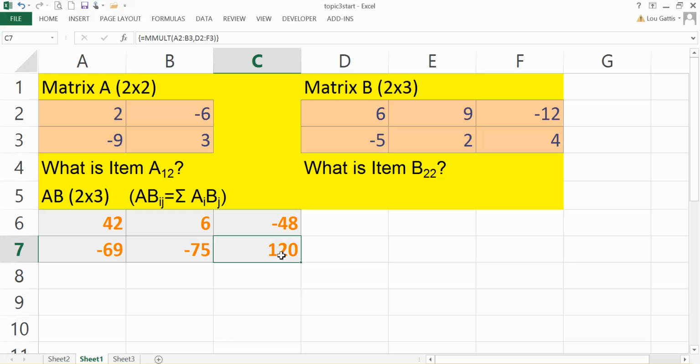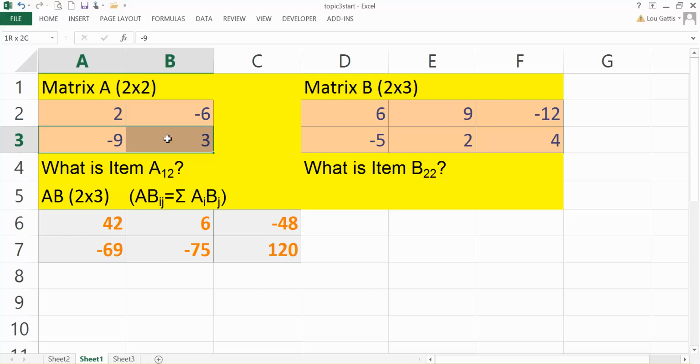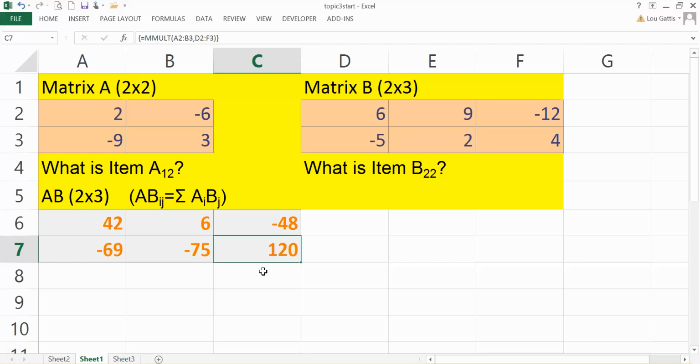This item here would be AB, second row, third column. AB23 would be the second row of A times the third column of B. So it would be minus 9 times 12 plus 3 times 4. So that would be 12 plus 108, 9 times 12, that would be 120. So again, when you multiply two matrices together, each item in the new matrix is a sum product.